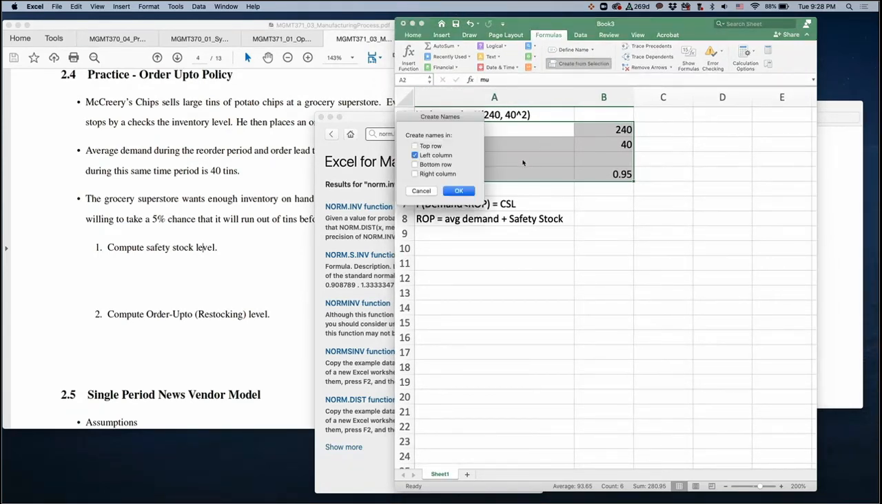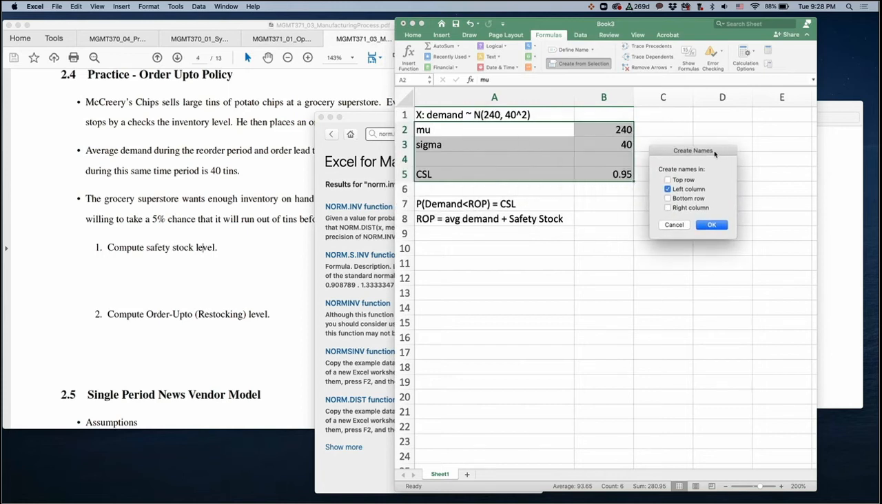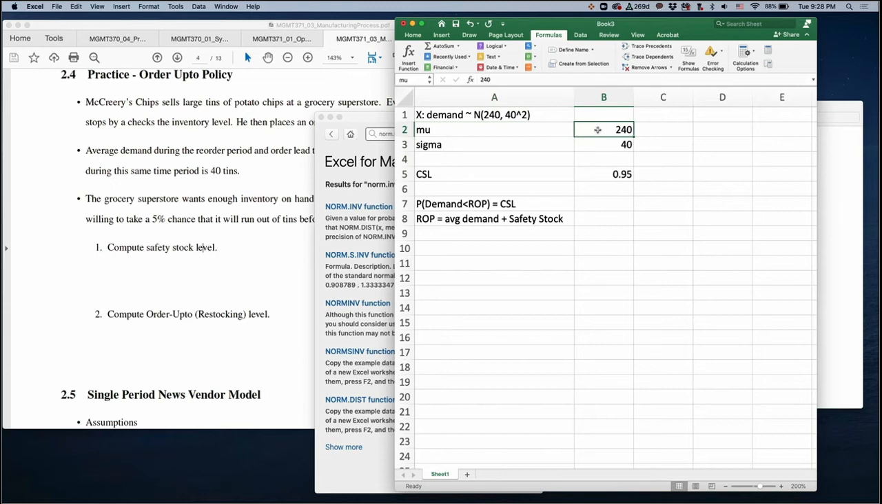This cell is named mu, this cell is sigma, and this cell is CSL, customer service level. Then you can use NORM.INV: type the probability CSL, the mean mu, and the standard deviation sigma. If you order 305.78 quantity, then you satisfy 95% of the time. That is the reorder point.